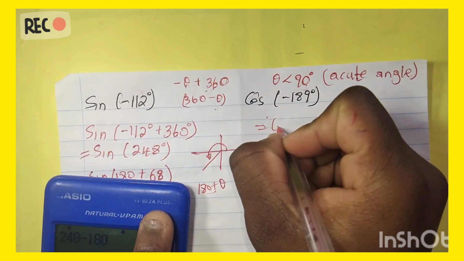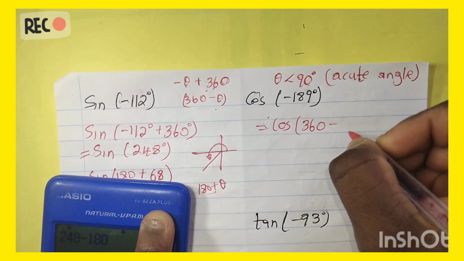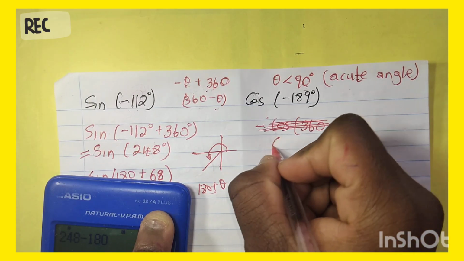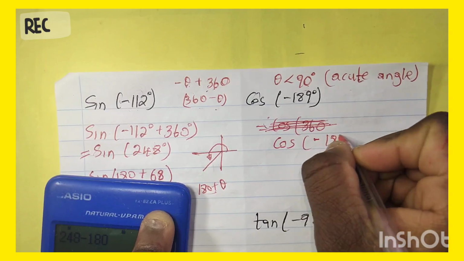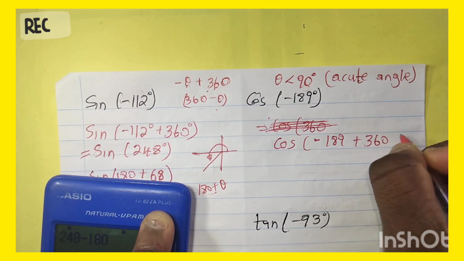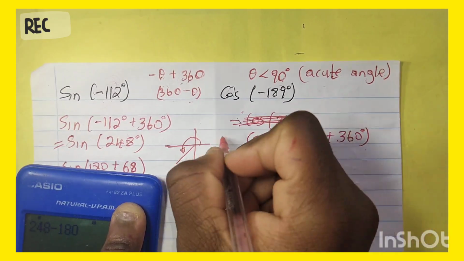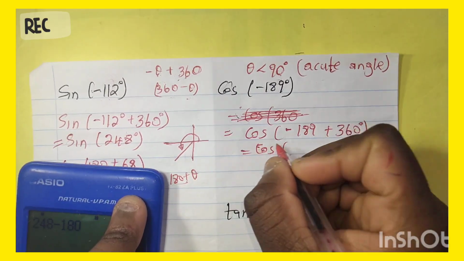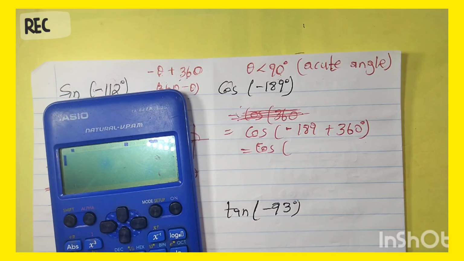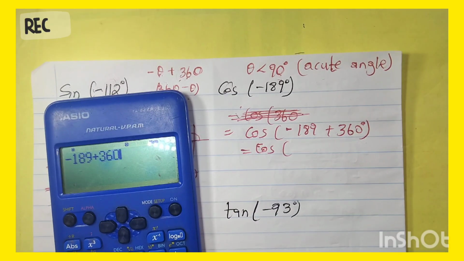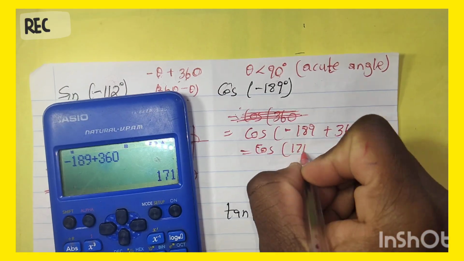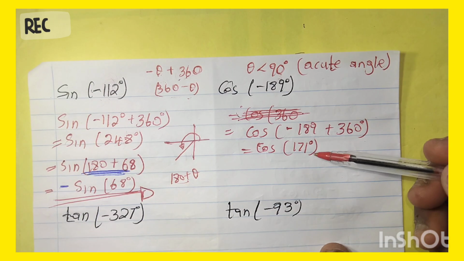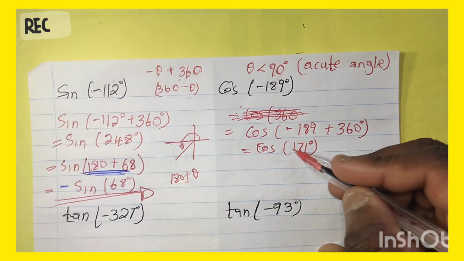Even here, cos of negative 189. This is cos of negative 189 plus 360 degrees. So after adding that 360, you will use your calculator. Pressing your calculator, negative this plus this, this is what you will get. Do you see? So once I press my calculator, now I should reduce this value.